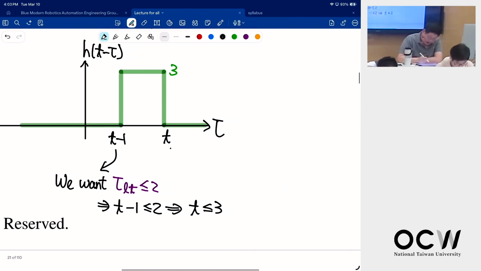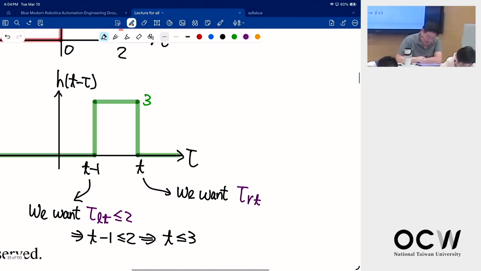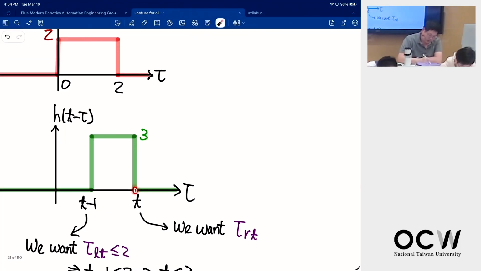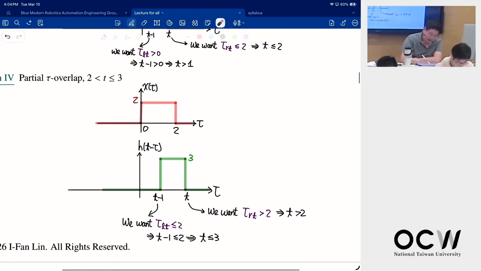On the other hand, here we want the tau right time. In this case, what's the relation? This point should be greater than 2, right? Otherwise, you have a total overlap. So this should be greater than 2, which means t is greater than 2. So that's why t is between 2 and 3.